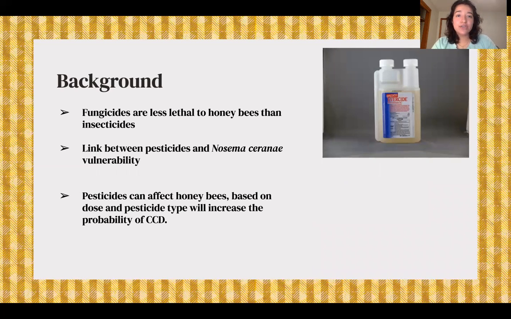Previous research has also found that there could be a correlation between pesticide exposure and the increased vulnerability to pathogens such as Nosema ceranae. But it is also thought that the effects of pesticide exposure are highly dependent on which type of pesticide is used and what dosage amount is administered to the bees.